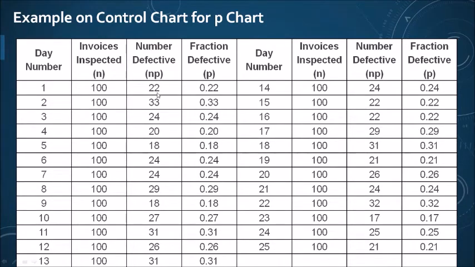So using this information, the fraction defective can be computed easily. That is nothing but 22 by 100, that will give you the fraction defective. So in this fashion, fraction defective for all the 25 days is computed. Please remember that we are going to use this particular value, 0.22, 0.33 and so on, or in terms of percentage it will be 22%, 33%, 24% and so on. So for drawing a control chart, we are going to use fraction defective values.